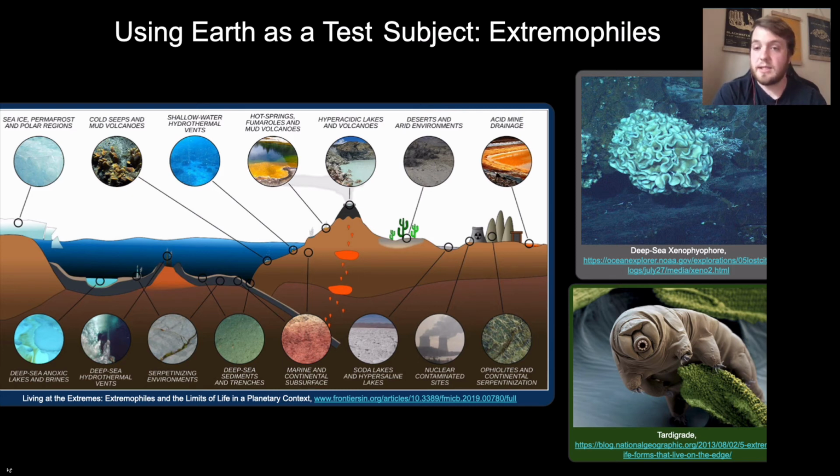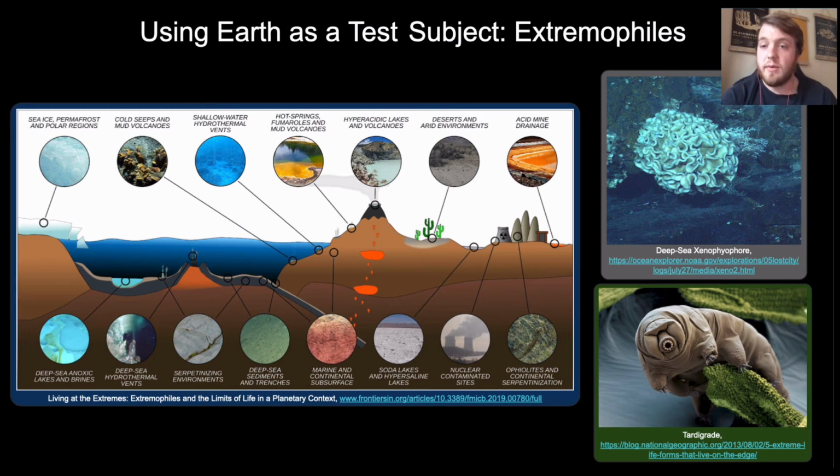So all these places, while they are incredibly uninhabitable for us, are still habitable for other organisms. And in fact, many of those organisms thrive in those environments. So I've included a couple pictures here of some other specific examples. So this specific organism on the right here is called a deep sea xenophyophore, which is a sort of fungus-like creature that lives at the bottom of the ocean.